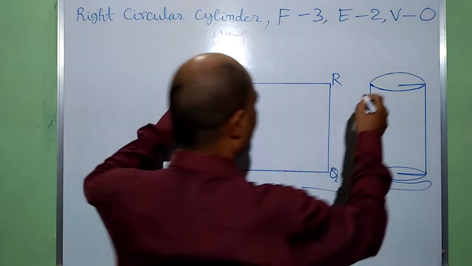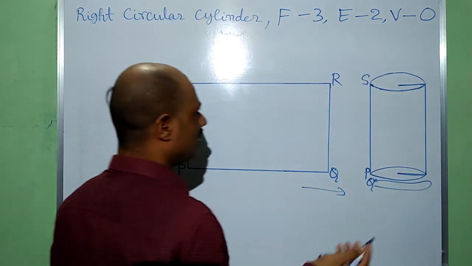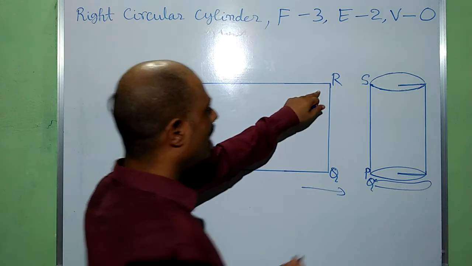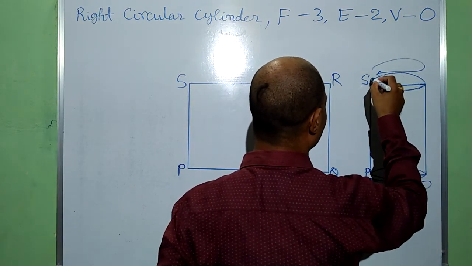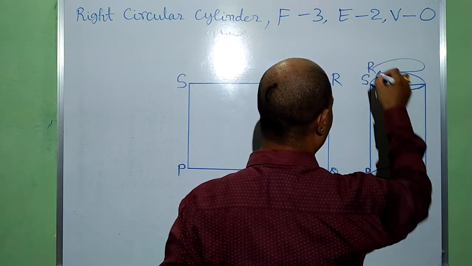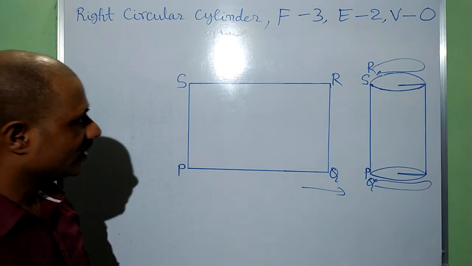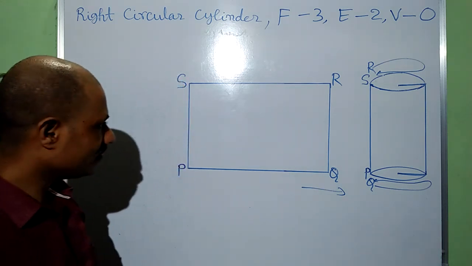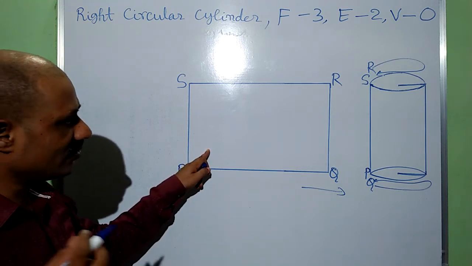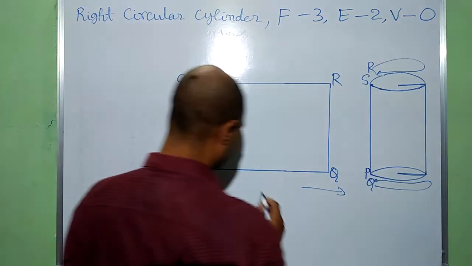Similarly, S will be shifted to this point, and when we round, then R will come again here, and it will coincide here. In this way, we get a cylinder. From this rectangular sheet, we get a cylinder.